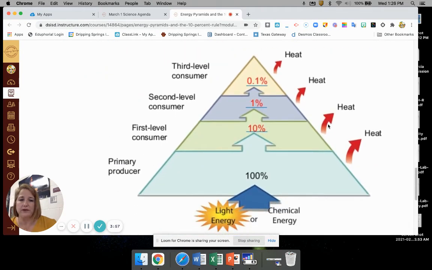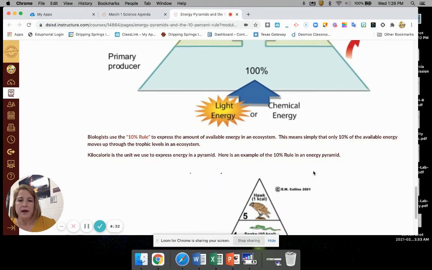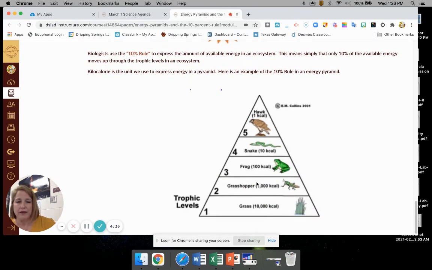It does this by knowing that all the energy is down here at the bottom. So 100% of the energy, of that 100%, only 10% makes it to the first level consumers. 90% is used for metabolic processes or given off as heat. And so on up through the pyramid until you get to the third level consumers, where 1/10 of 1% is available of that original 100%. So this is why we have so many fewer tertiary organisms than we do primary producers and first level and second level organisms. And then I show you what that looks like with energy units.